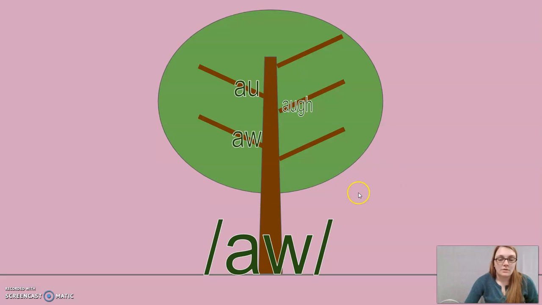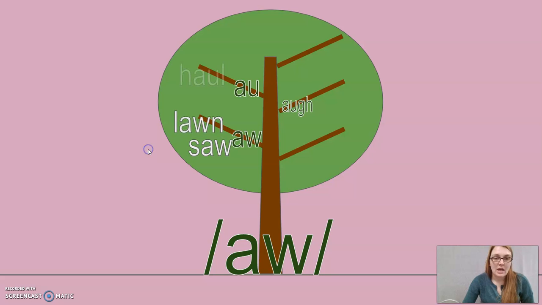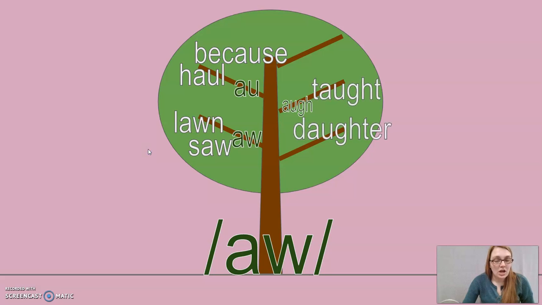Okay, so here's a review of our tree for A. We have AW words, saw and lawn, AU words of hall and because, an AUGH word of daughter and taught.